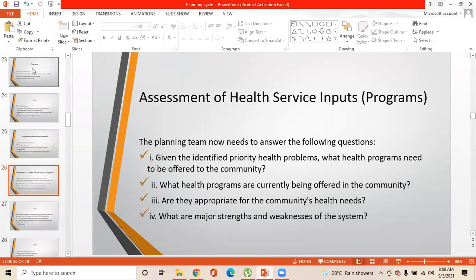Assessing the health system service inputs or programs. The planning team now needs to answer the following questions in situational analysis. First, given the identified priority health problems, what health programs need to be offered to the community? What health programs are currently being offered in the community? Are they appropriate for the community's health needs? And what are the major strengths and weaknesses of the system?